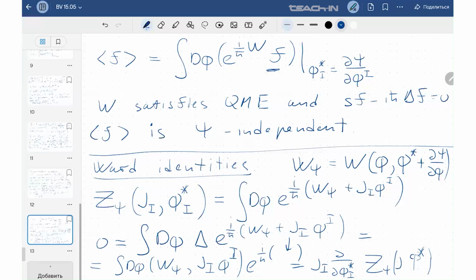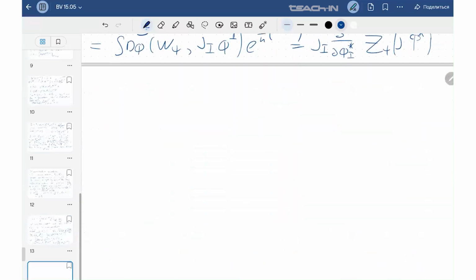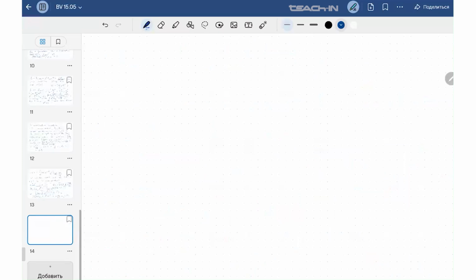So one comment, one remark which I forgot to explain, is that this W_psi, what we used, W_psi satisfies the quantum master equation. How can we check it?